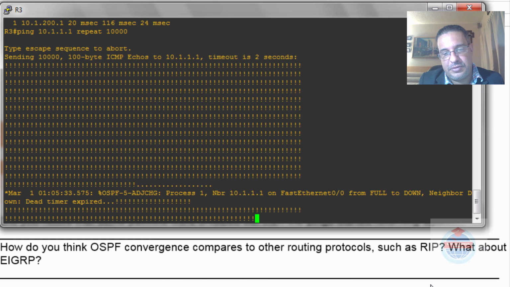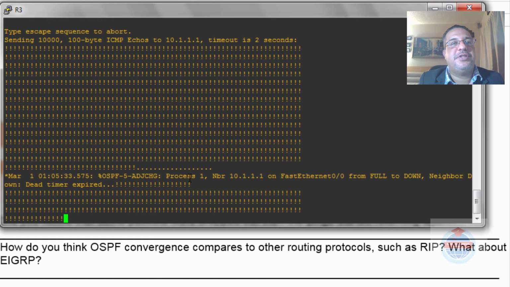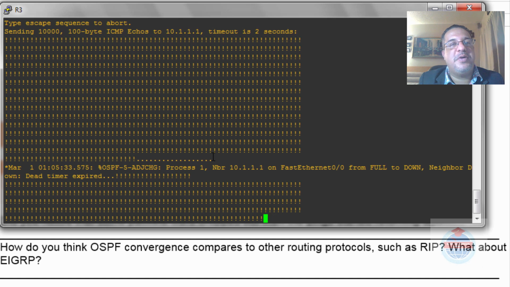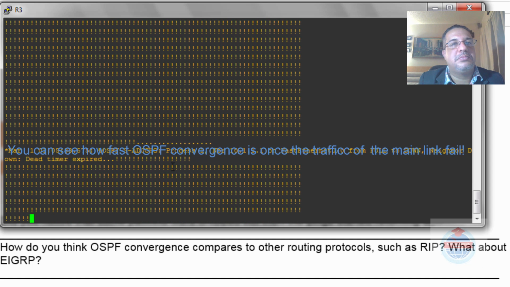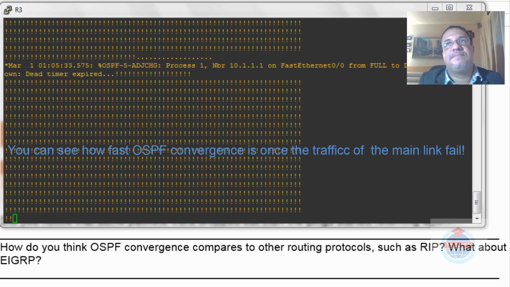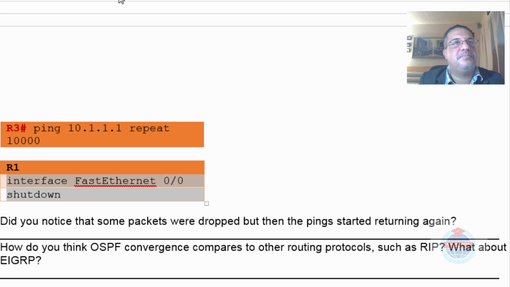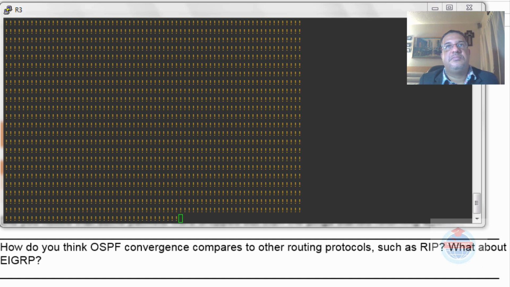Of course. You see this guy over here? He dropped, and he started running again. This happens because of the convergence. It looks for an alternative route to get to R1, besides the FastEthernet 0/0 that we mentioned previously. Isn't that sweet? It's pinging again one more time.